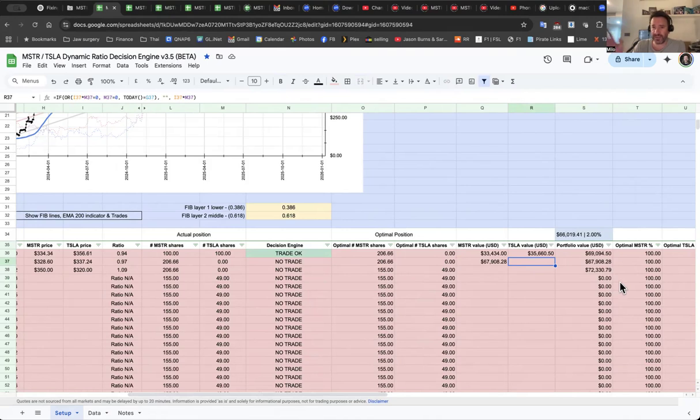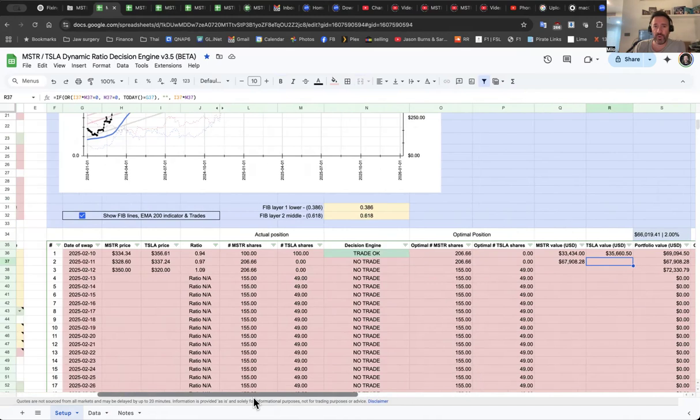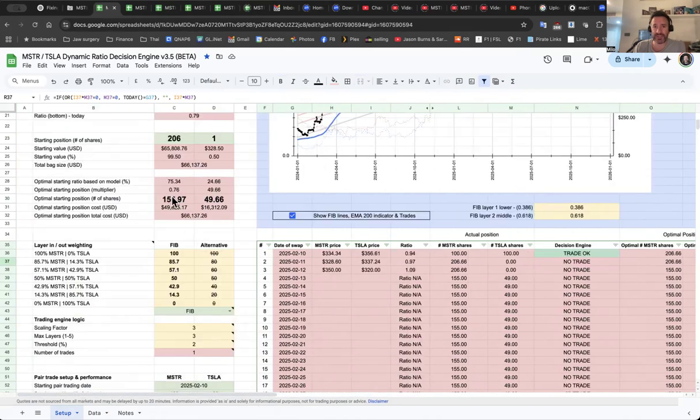So again, just to reiterate, there's two ways to do it. One is to follow this and use it to give you trading tips on when to swap and how many shares to swap, or you can manually do it yourself and use this calculator to figure out how many shares you should have on a given day.